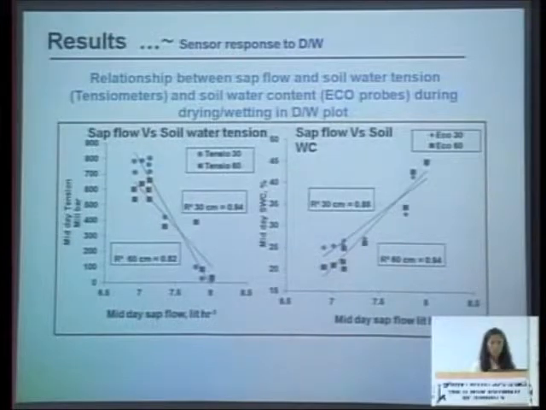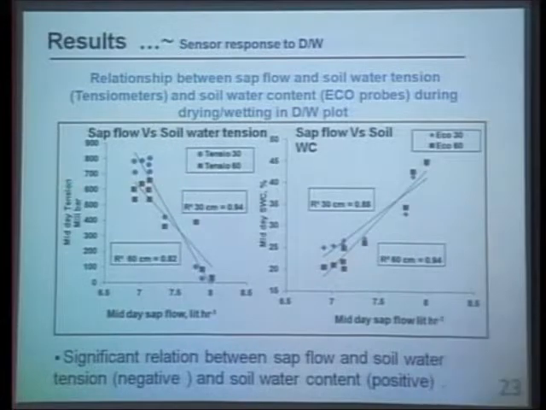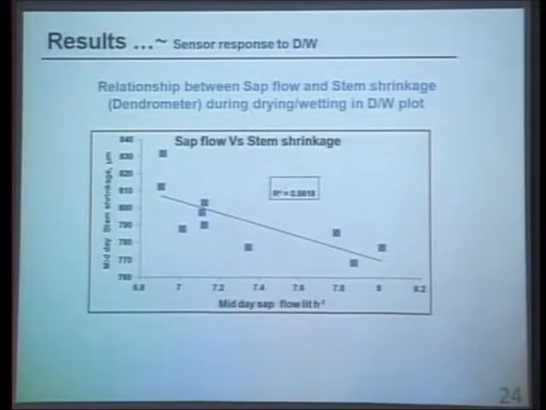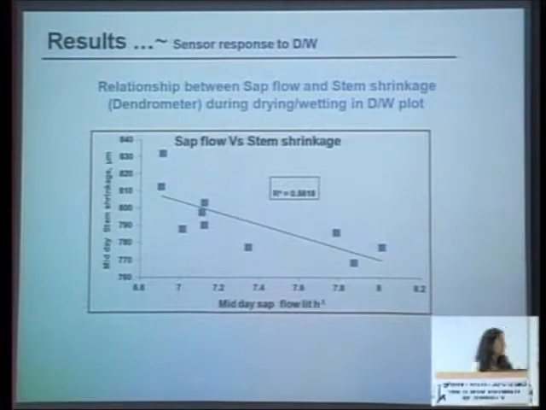Similarly, for the relationship between the sap flow, soil water tension, and soil water contents during the drying and wetting period, a significant relationship was observed between the midday tension and midday sap flow, and similarly between the midday soil water contents and midday sap flow. And similarly, for the relationship between the sap flow and stem shrinkage during the second drying and wetting, we found a significant one. The y-axis is the stem shrinkage, and the other is the midday sap flow. We found a significant negative relationship between the sap flow and stem shrinkage.